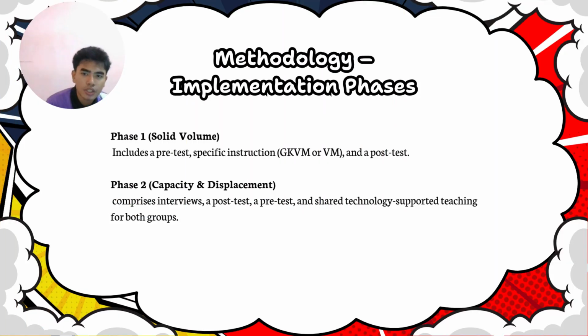So the next one is the implementation phases. Phase one includes a pre-test, specific instruction for the geometric volume measurement or volume measurement group, and a post-test. A pre-test is for before doing a certain lesson or certain training, so the teachers or the researchers can establish a baseline of knowledge of the students, whether it's the geometric knowledge or volume measurement. And the post-test is the test after the training session has been conducted, so they can qualify or analyze the outcome of the students' understanding.